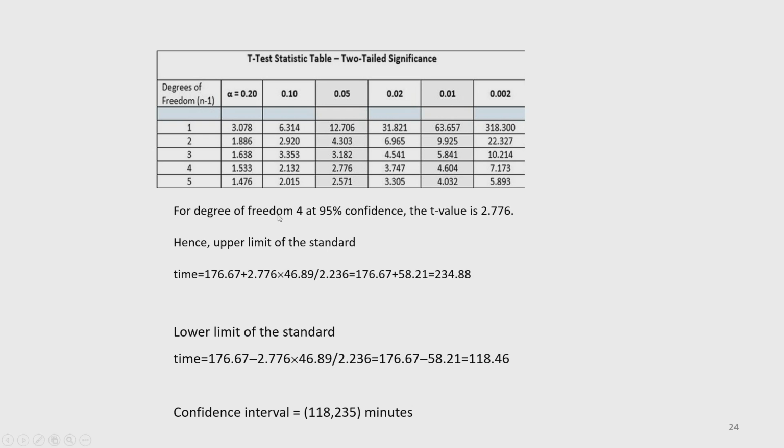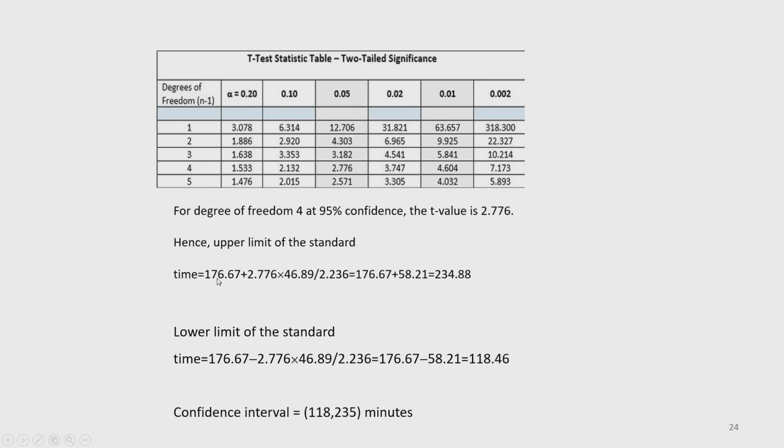Now for the degrees of freedom: if 5 observations are there, the degree of freedom is 4. And I want to take the 95% confidence level. So I can apply the T distribution for calculating the limits, and the T tables are given. I have just taken a portion of that table. Here 95% confidence means alpha is equal to 0.05, since 1 minus 0.95 is 0.05, and the degree of freedom is 4. So the T value is 2.776.